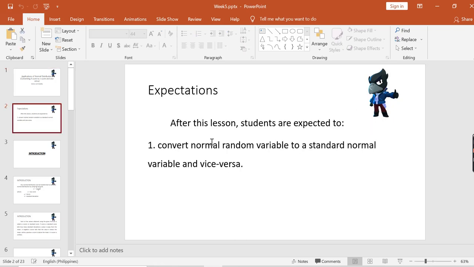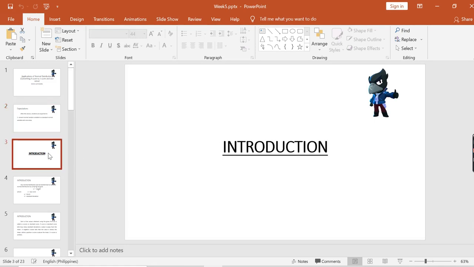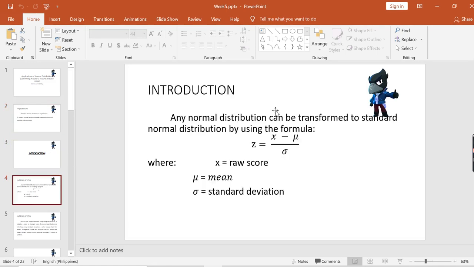In this lesson, you are expected to convert a normal random variable to a standard normal variable and vice versa. When you say vice versa, you are also expected to convert a standard normal variable into its corresponding normal random variable. Okay? So without further ado, let's do the introduction here.